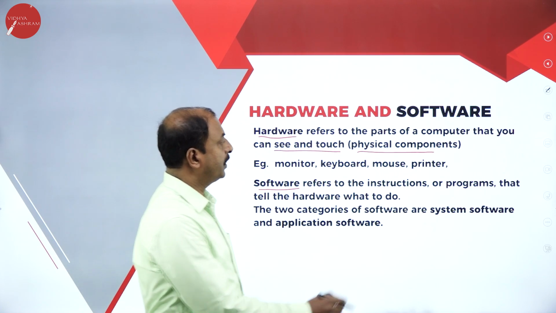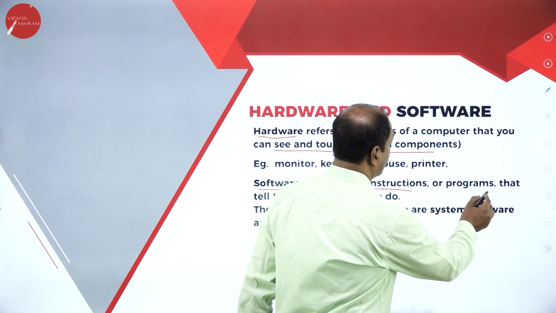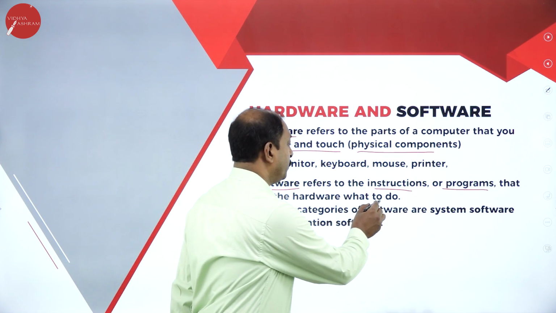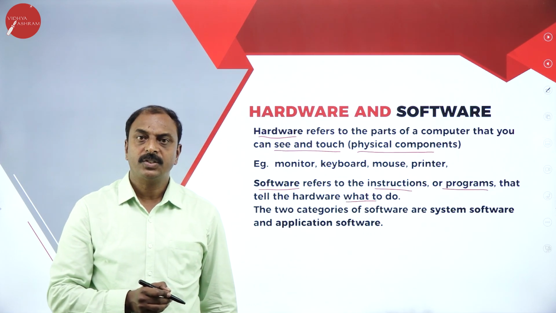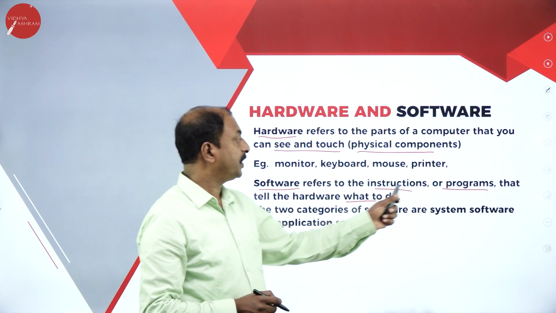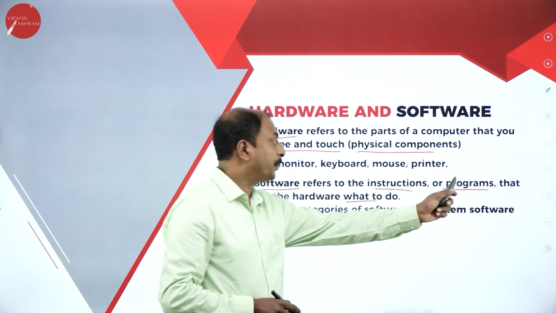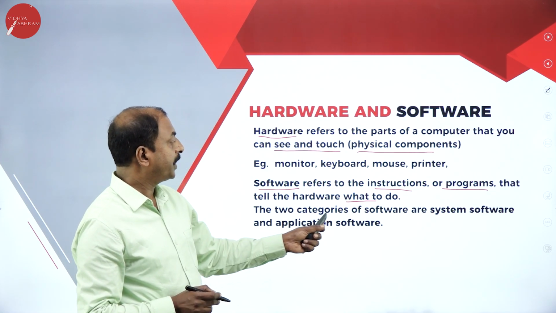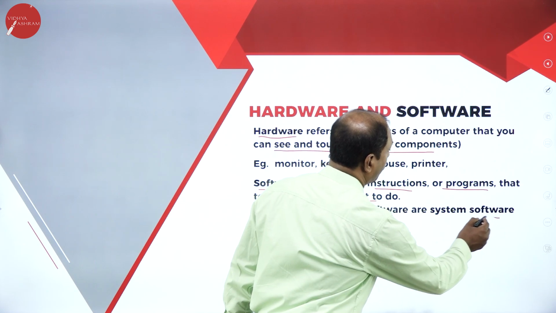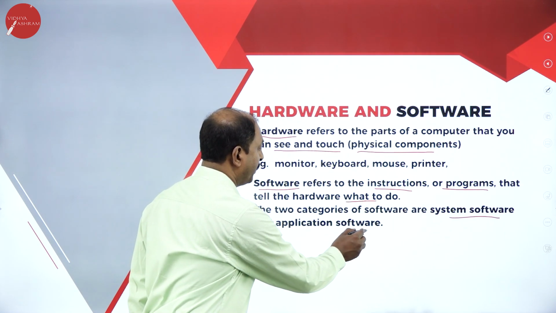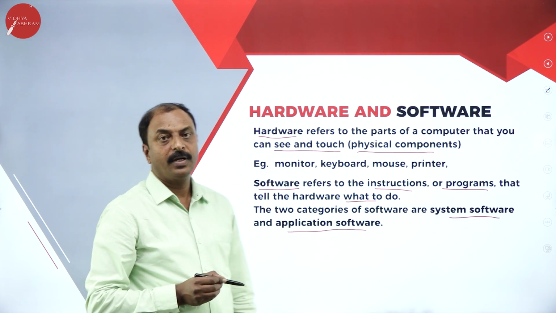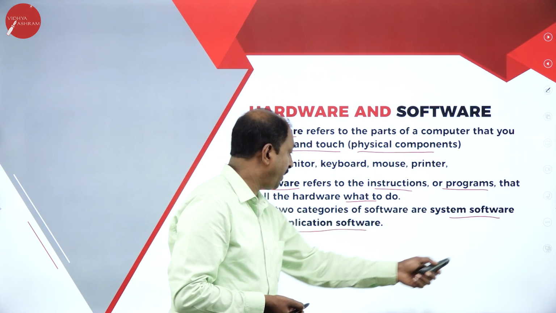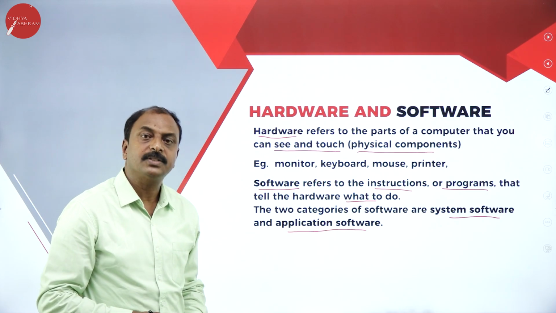Software refers to the instructions or programs that tell the computer or the hardware what to do. So what is software? Software is a set of instructions or computer programs. And here there are two categories of software. One is system software, second one is application software. So in software there are two categories: system software and application software.